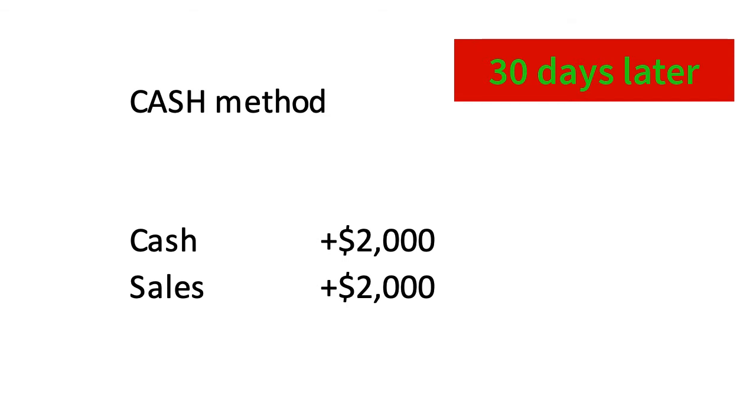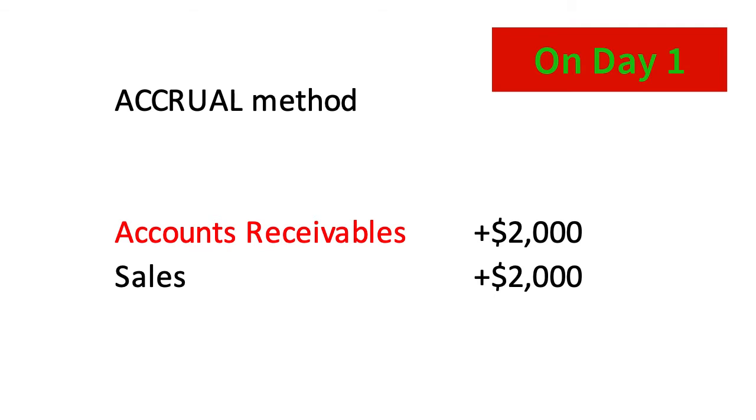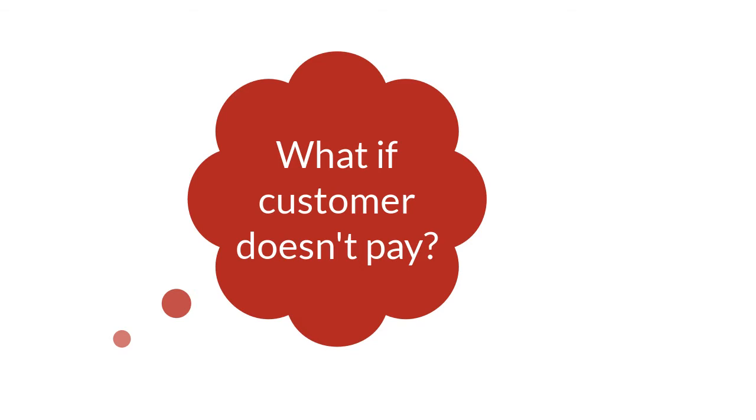Under the cash system, we would not post anything until the customer pays us in 30 days. And then it would look something like this. Cash increasing $2,000, sales increasing $2,000. Under the accrual accounting system, on the day the customer left with the computer, we would post $2,000 to sales and $2,000 to accounts receivable. In 30 days, when the customer pays his bill, we would then post $2,000 to cash and reduce the accounts receivable by $2,000. So, you might be wondering, what happens if the customer doesn't pay his bill in 30 days?